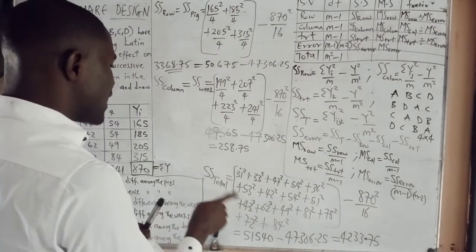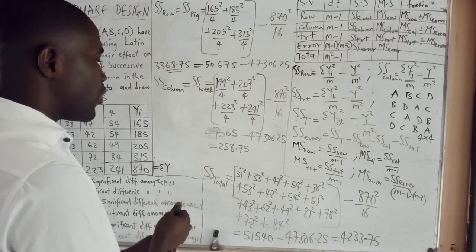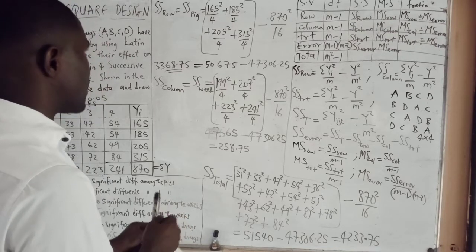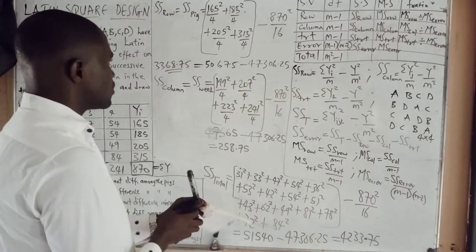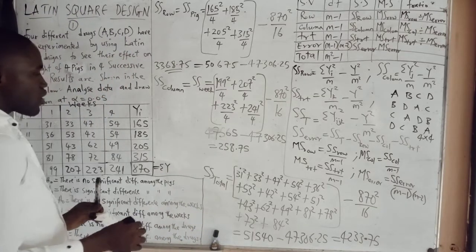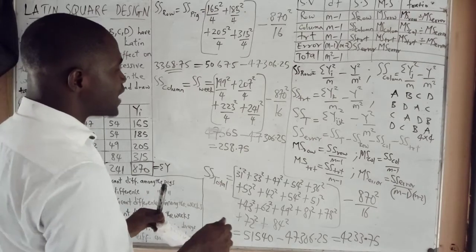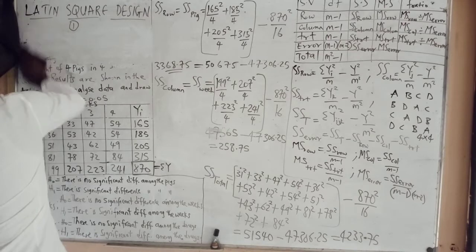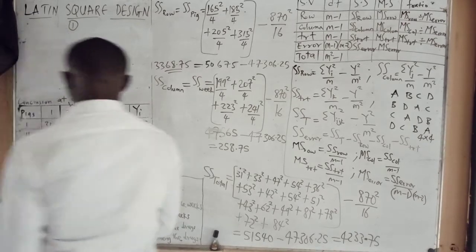So once you subtract the two, it will be giving us 4,233.75. That is our SS total. Then that tells us our SS error. How do we get our SS treatment? Because we need to get our SS treatment. For you to get your SS treatment, which we also call the drug, you have to randomize.